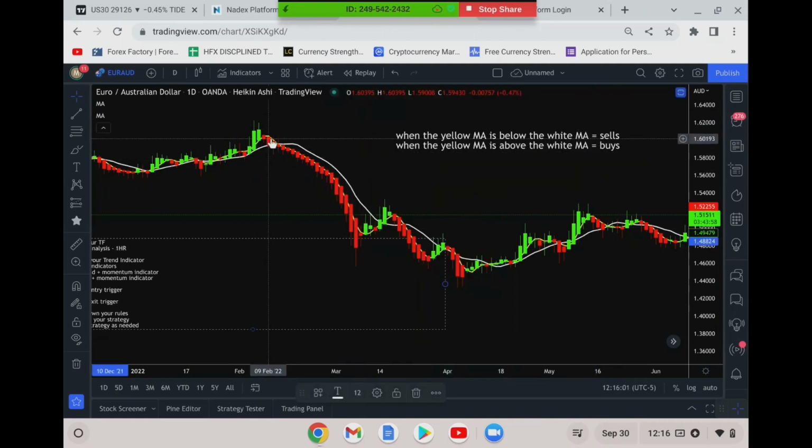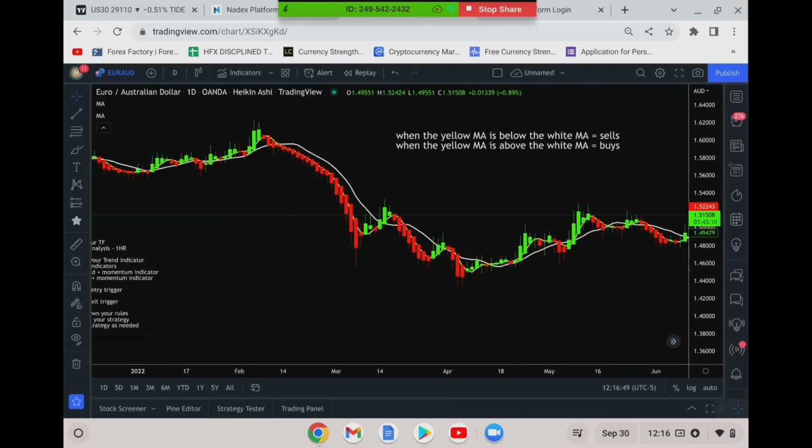So we have our yellow moving average. It crossed below our white moving average. And when it crossed below, this market continued to sink, right? And vice versa, when we had our yellow moving average cross above our white moving average, the market was starting to push up, right? So when the yellow is above the white, you want to look for buys. And when the yellow is below the white, you want to look for sells.